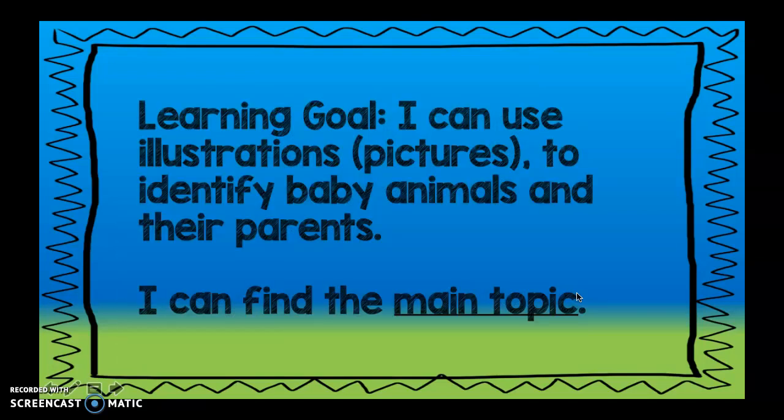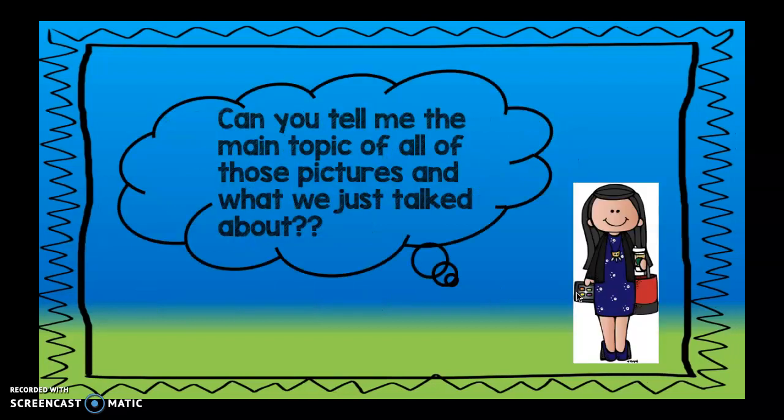So our learning goal was I can use illustrations. Oh, I didn't change that. I can use pictures to identify baby animals and their parents. We were not using illustrations because illustrations are drawings. We were using photographs. And the other learning goal was I can find the main topic. Uh-oh. Can you tell me the main topic of all the pictures we just looked at and talked about? The main topic is what the text, the story, the pictures, what it was mostly about. So pause that for a minute and think, what were we just learning about?